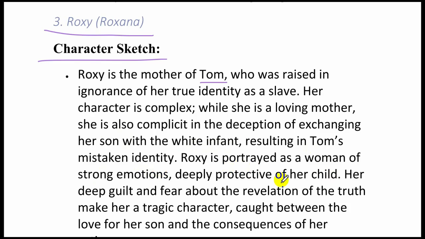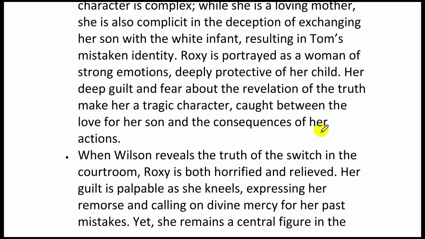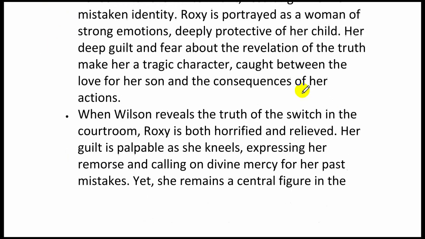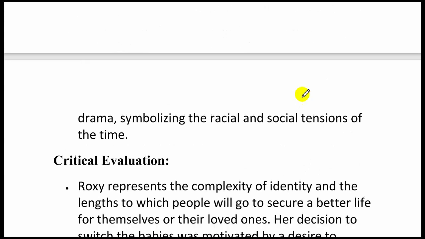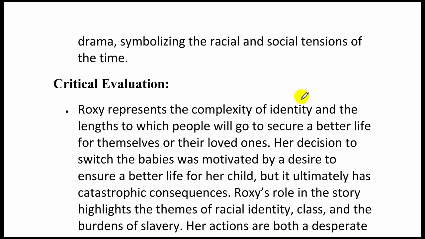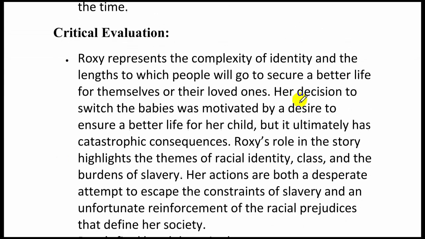Roxy is portrayed as a woman of strong emotions, deeply protective of her child. Her deep guilt and fear about the revelation of the truth make her a tragic character caught between the love for her son and the consequences of her actions. When Wilson reveals the truth of the switch in the courtroom, Roxy is both horrified and relieved. Her guilt is palpable as she kneels, expressing her remorse and calling on divine mercy for her past mistakes. Yet she remains a central figure in the drama, symbolizing the racial and social tensions of the time.